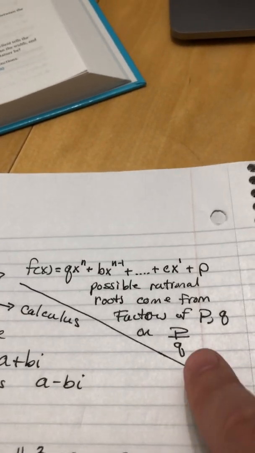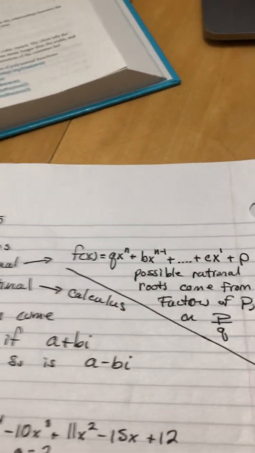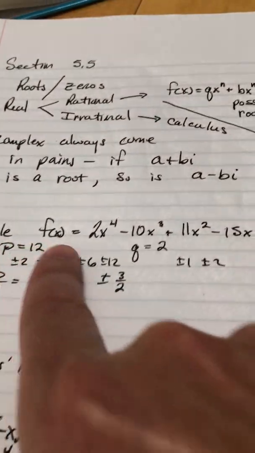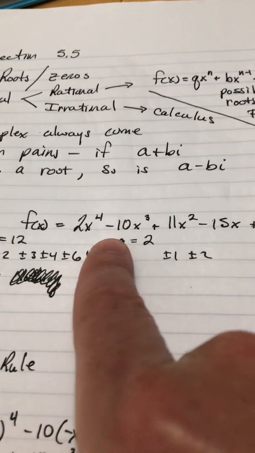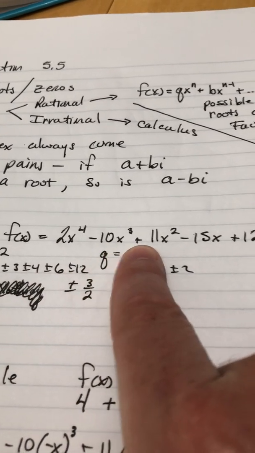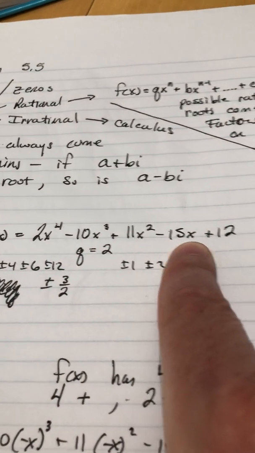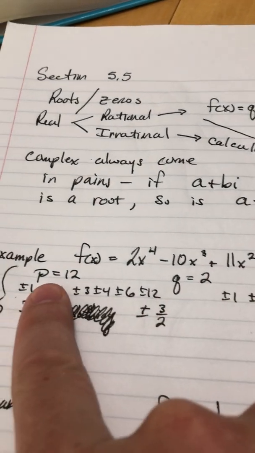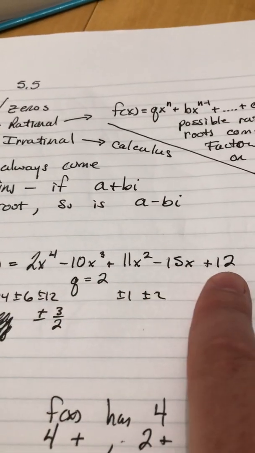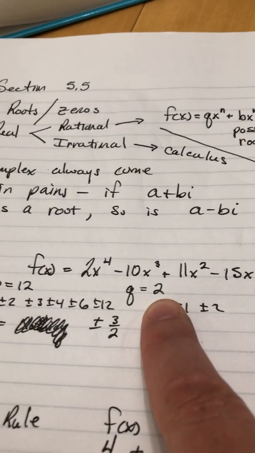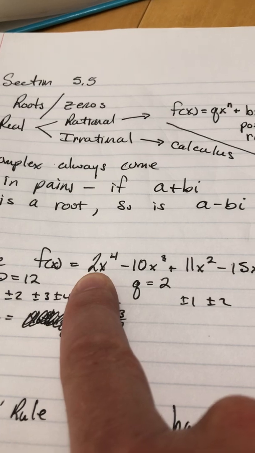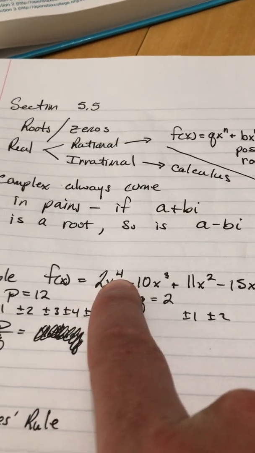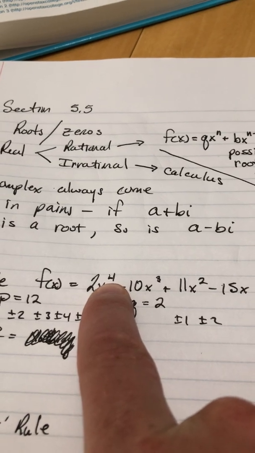Now, we're going to go to an example. Our example is the polynomial 2x to the 4th minus 10x to the 3rd plus 11x squared minus 15x plus 12. First of all, our p is 12, the constant at the end. Our q is 2. And we know that we have 4 roots that we're looking for.